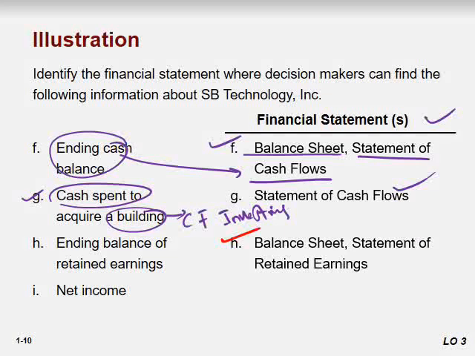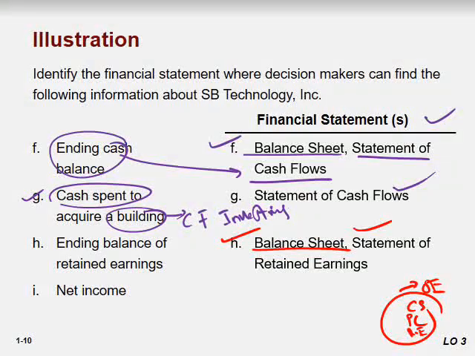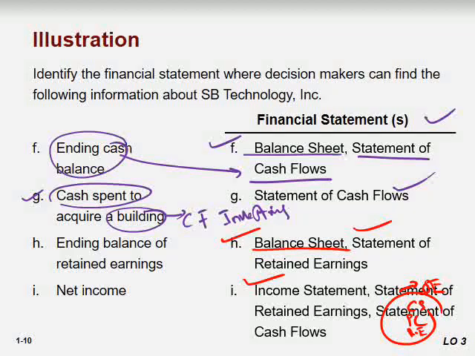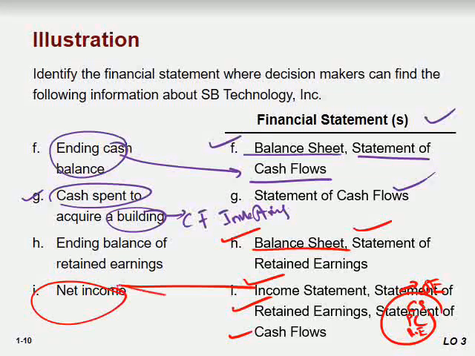Okay, and then number H is ending balance of retained earnings. It will be on the balance sheet and the statement of retained earnings. In the balance sheet, it will come under owner's equity. Remember this one: common stock, paid-in capital, retained earnings. These are part of shareholder equity or owner's equity. Net income belongs to the income statement, right? The statement of retained earnings and the statement of cash flows. So net income belongs to three statements.